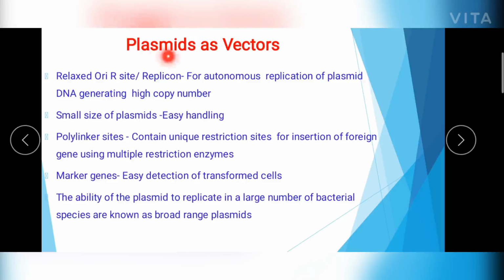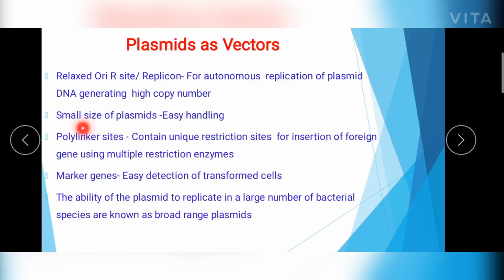Then how are these plasmids used as vectors? Because they have the autonomous replication capacity, and they can generate high copy number. Copy number is nothing but the number of plasmids present in a bacterial cell. It's called copy number. If more plasmids are present, it's called high copy number, and if only a small number of these plasmids are present, it is called low copy number. So the copy number is decided by the nature of the replicon. If it is relaxed in nature, you will get high copy number.